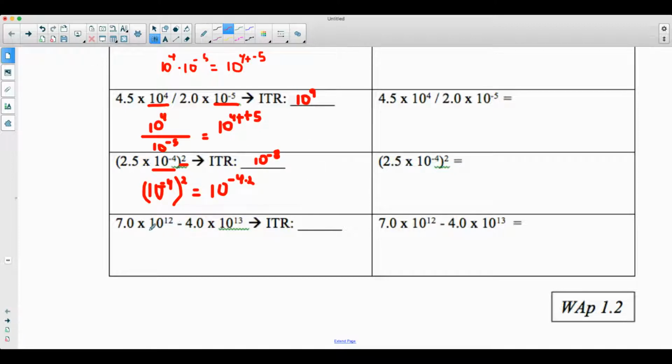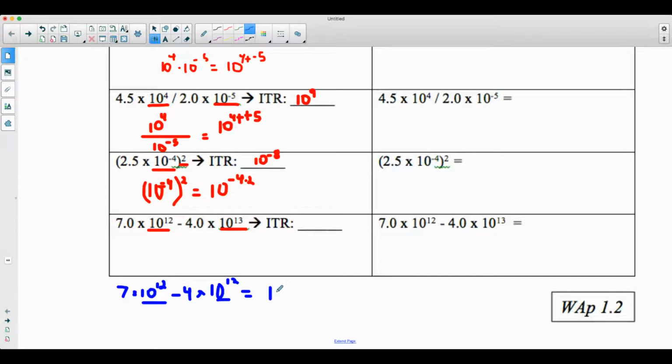Final one is subtraction. We have 10 to the 12th, and we have 10 to the 13th. If we had 10 to the 12th and 10 to the 12th, this would be very easy. For example, down here, let me change the numbers. Let's say we had 7 times 10 to the 12th minus 4 times 10 to the 12th. Well, that's basic business right there. That one is just 3 times 10 to the 12th. 10 to the 12th is what we expect.